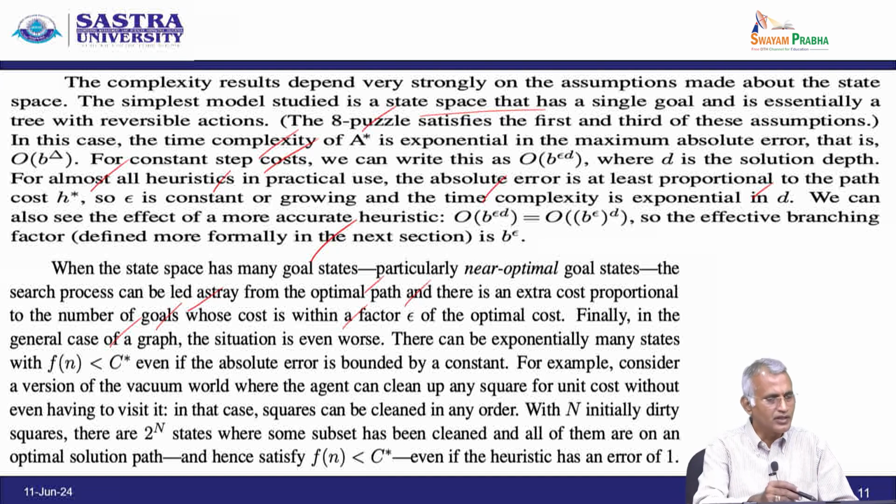For example, consider the version of the vacuum world where the agent can clean up any square for unit cost without even having to visit it. In that case, squares can be cleaned in any order. With n initially dirty squares, there are 2 power n states where some subset has been cleaned and all of them are on optimal solution path and hence satisfy f of n less than c star, even if the heuristic has an error of 1.